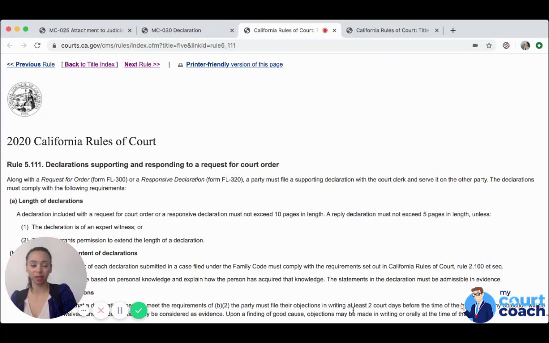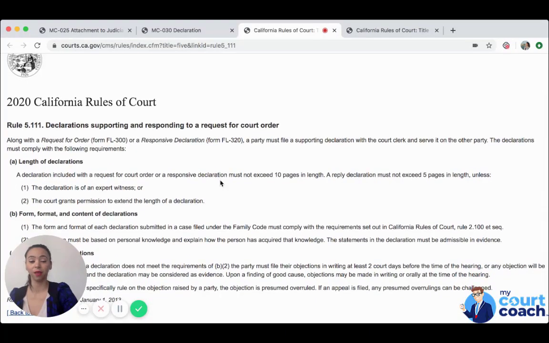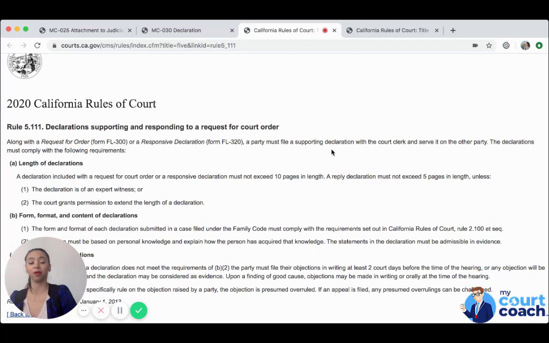So what do the California Rules of Court say in order for you to prepare your declarations? Along with your request for order or responsive declaration, and you can watch a different video on what those forms are, a party must file a supporting declaration with the court clerk and serve it on the other party. The declarations must comply with the following requirements.